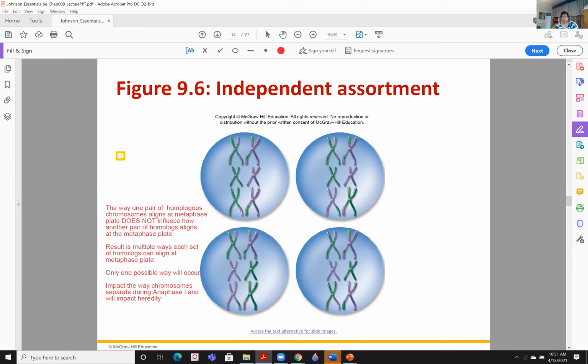So I wanted to type these little notes on the screen for you so that they would align with what we are looking at. Even though these are 4 possible ways, not all 4 possible ways are going to occur at once. Only one of these 4 possible ways is going to occur. And whichever one does occur is going to have an impact on how things separate and eventually how things are inherited.